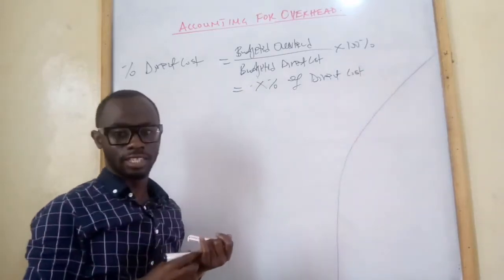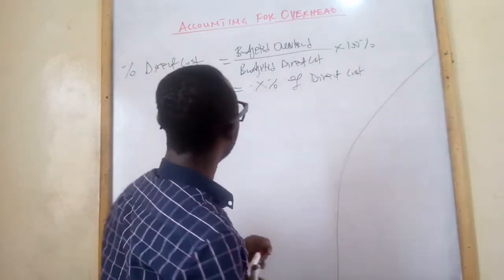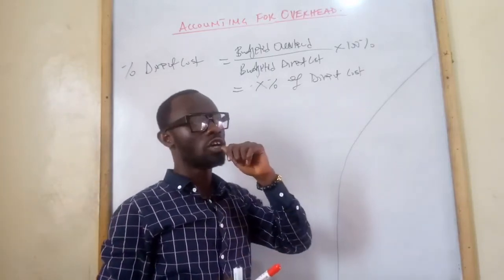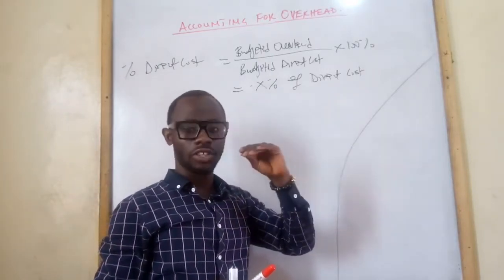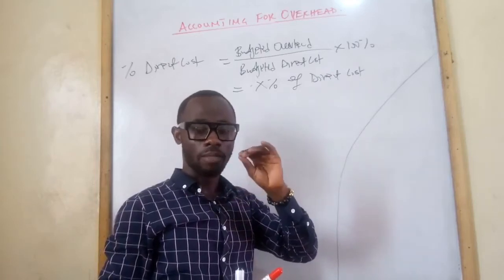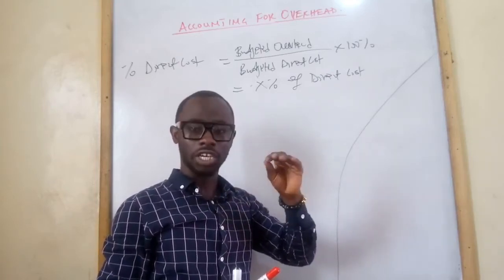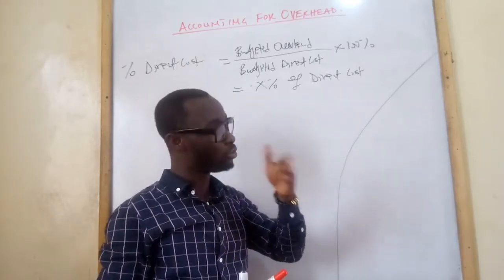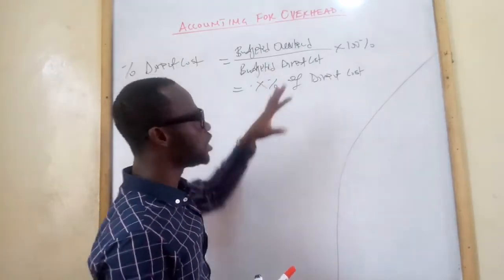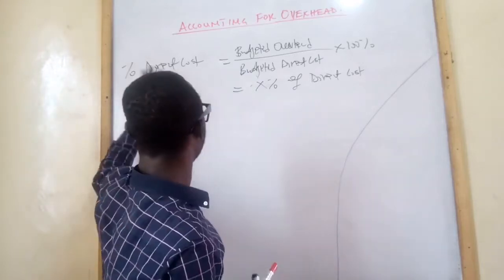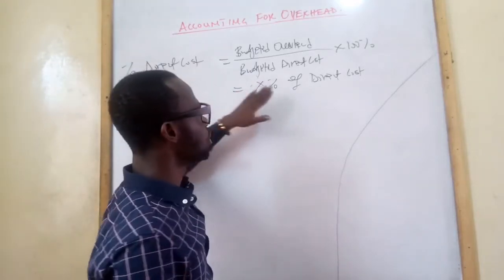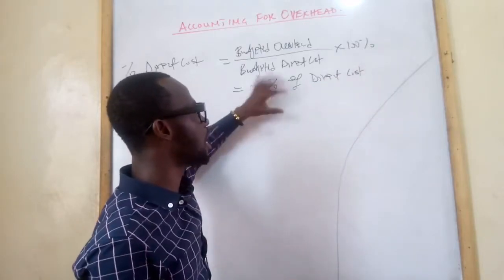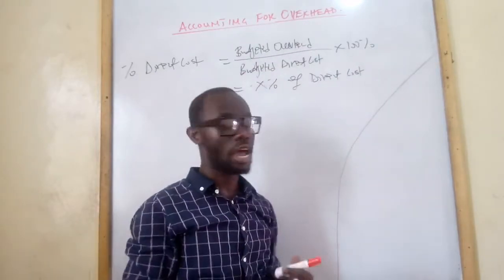Now, please understand what we are doing here. When you are calculating the overhead absorption rate, you remember the example we solved, 700,000 over 140,000, we got $5 per hour. That means that we apportioned it based on the hours that were expected to be used. But when we are calculating the overhead absorption rate from the perspective of direct cost, because it is cost, we multiply it by 100. What it means is that for every figure we get, it is going to be a percentage of direct labor cost.